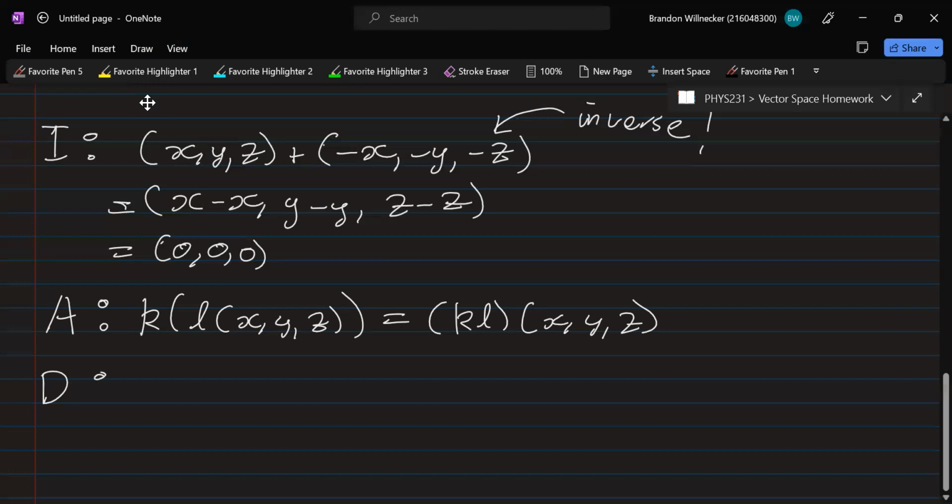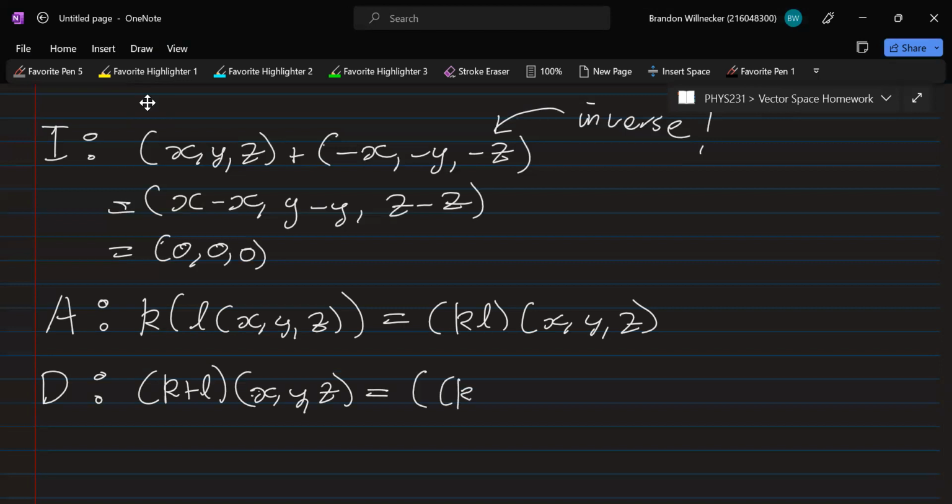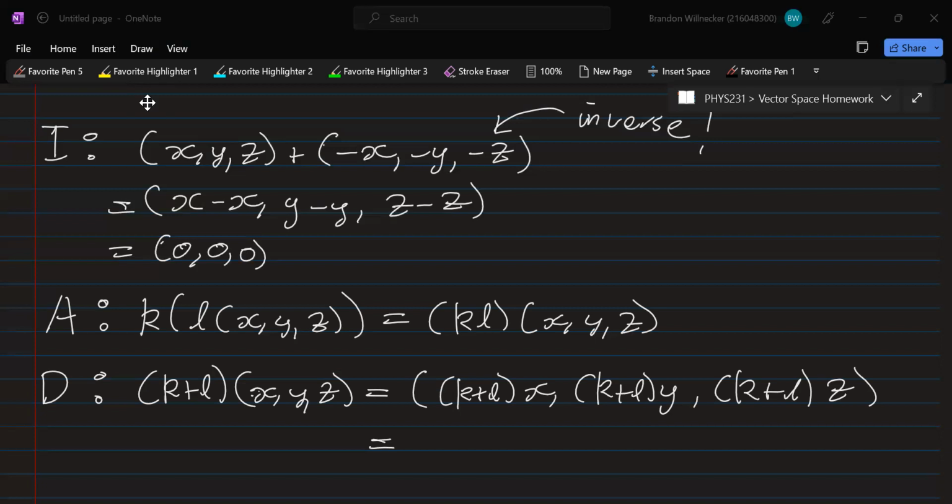Okay, distributivity number 1. So if we have (k plus L) times (x, y, z), this is going to be (k plus L) times x, (k plus L) times y, (k plus L) times z. Okay, so that's just multiplying inside. But now within the tuple, those are just real numbers, we can multiply that out because we know that there's distributivity with the multiplication and addition of real numbers.